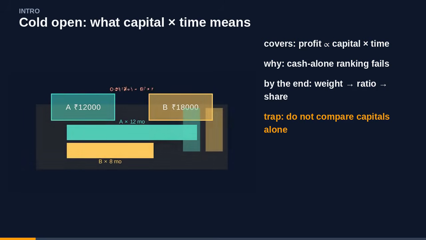Today you will share partnership profit by capital times time, not by cash alone. SSC CGL loves the trap of ranking partners by who put in more money. By the end, you will write every partner's capital times months, read the profit ratio from those products, then hand out each share of the total profit.